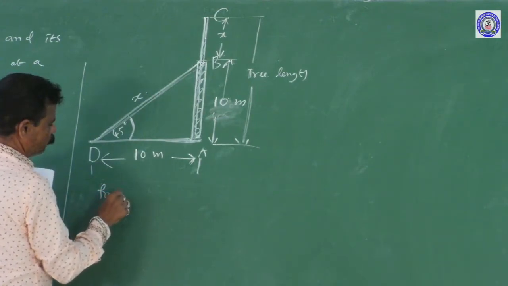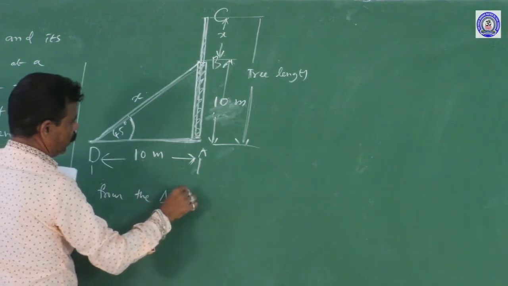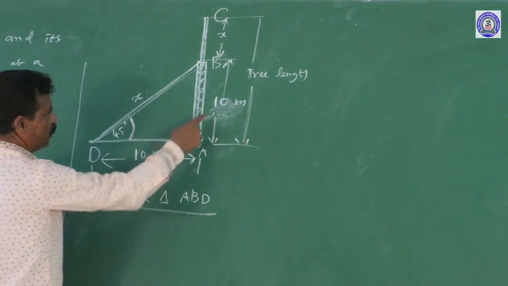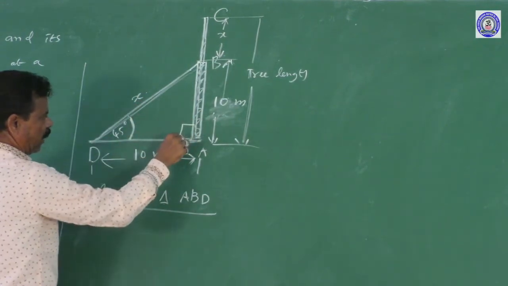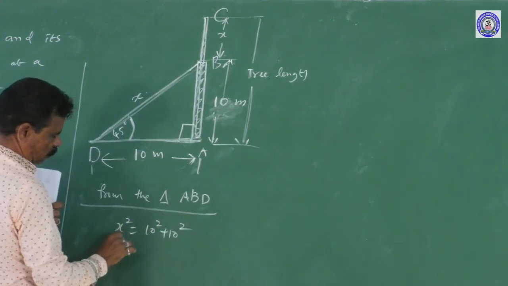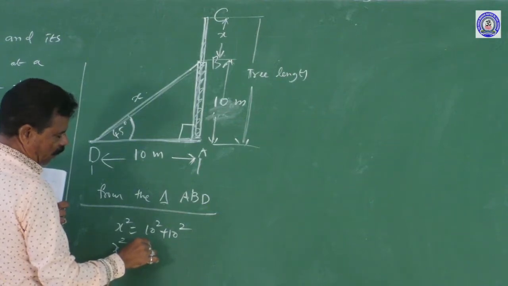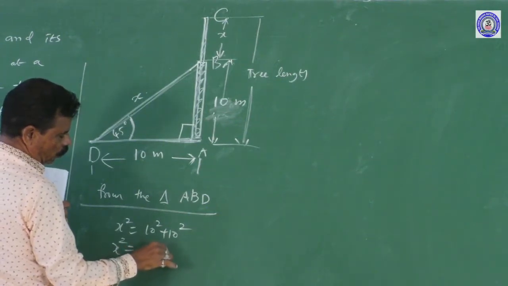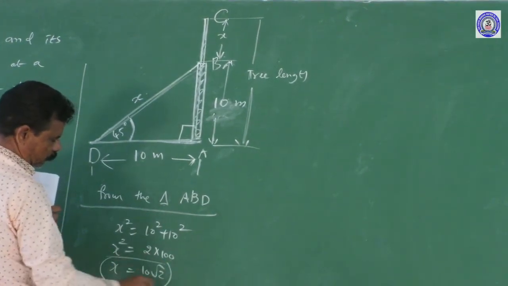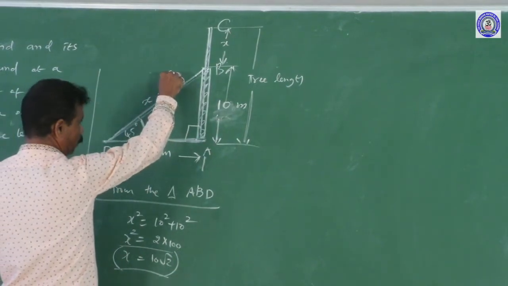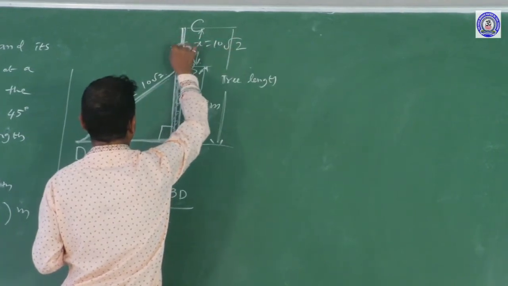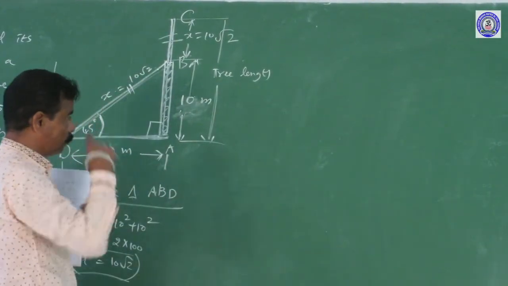From the triangle A, B, D, distance is x. So it is a right angle triangle. X square is equal to 10 square plus 10 square. X square is equal to 200, 100 into 2. X is equal to 10 root 2. This value is 10 root 2. This also is 10 root 2, because both lengths are equal.